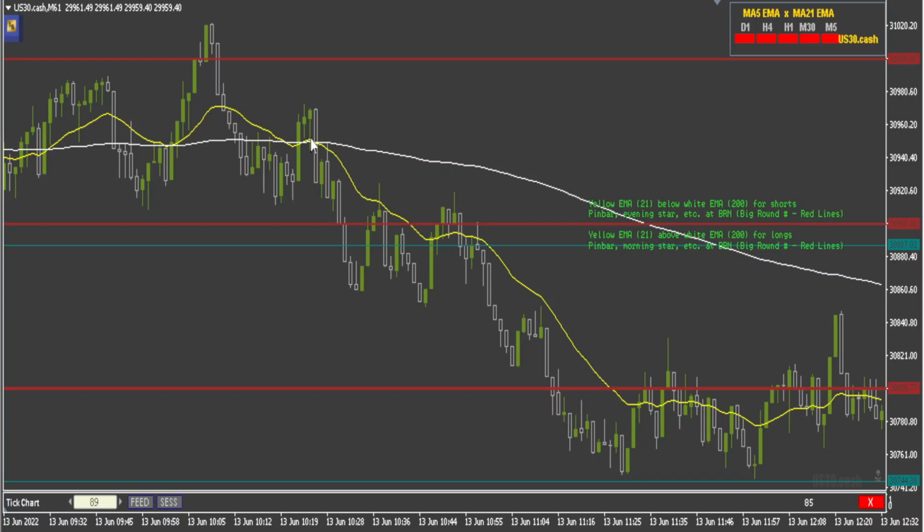We get over here, the yellow crosses below again, and now it's significantly below, and we're starting to get a down slope to the white 200 EMA. So if we just watch price, it comes down, reverses, comes back up. This is a pin bar right here. This would be a bearish pin bar.